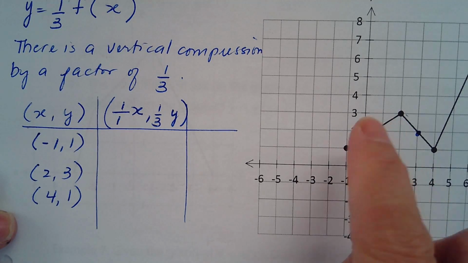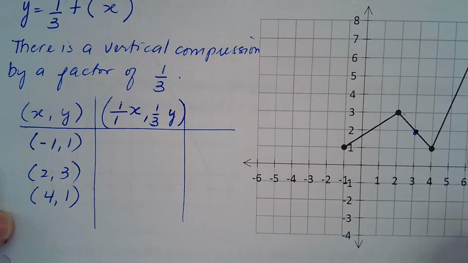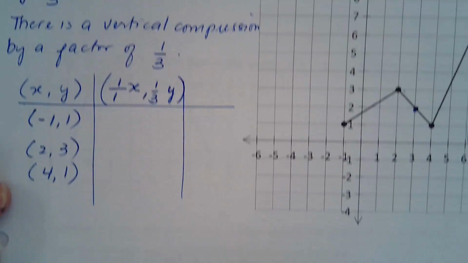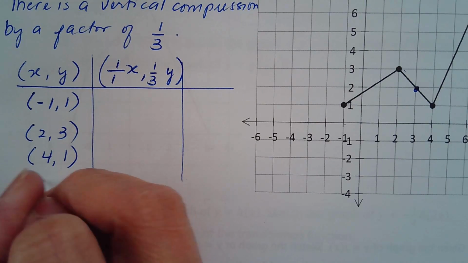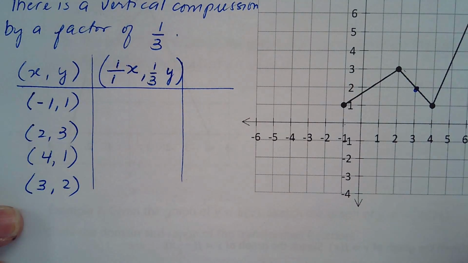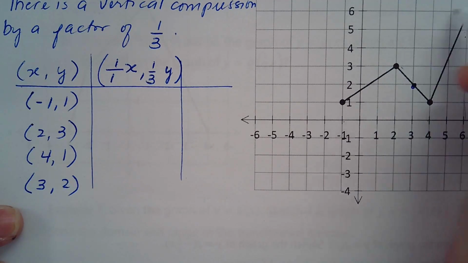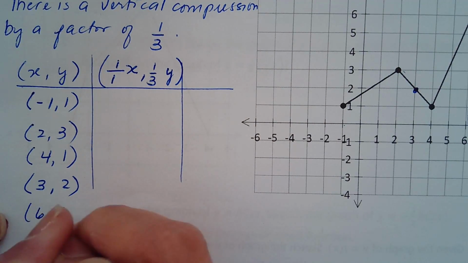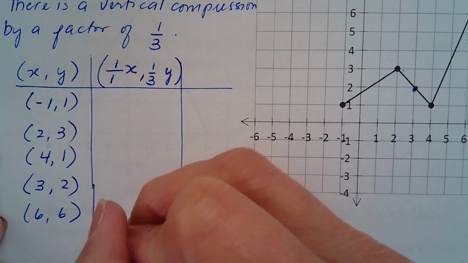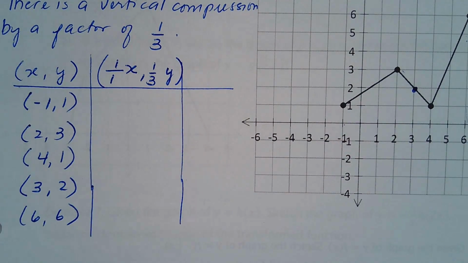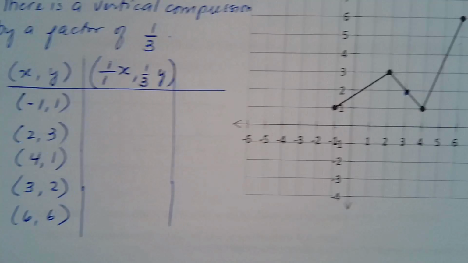Yeah, I was focusing on the big dots. Okay, but yeah, that's a good one too. Yeah, let's put that in. Let's go 3, 2. Correct. 6, 6. And then 6, 6. Good eye. I didn't even look at that one. My eyes kind of focus on the big dots there.